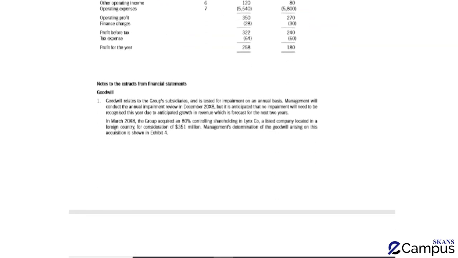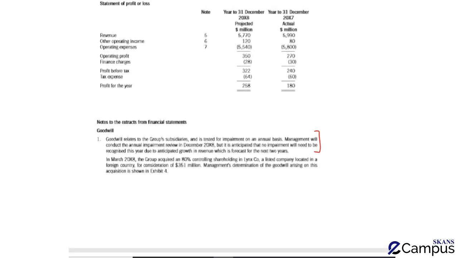Goodwill relates to the group's subsidiaries and is tested for impairment on an annual basis. Management will conduct the annual impairment review in December, but it is anticipated that no impairment will need to be recognized this year due to anticipated growth in revenue, which is forecast for the next 2 years. Now, I understand they're doing an impairment review, but please remember that impairment does have a lot of assumptions as well. And if you look at this information, you'd see the revenue has actually decreased. So when I was reading this information, I can see that's actually gone down.